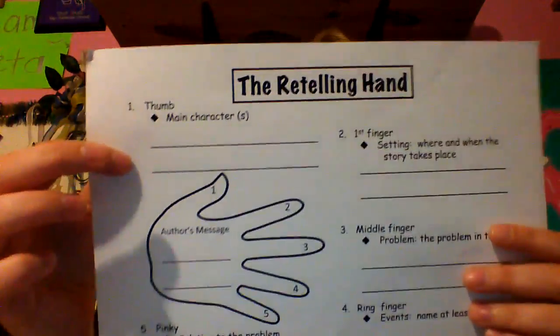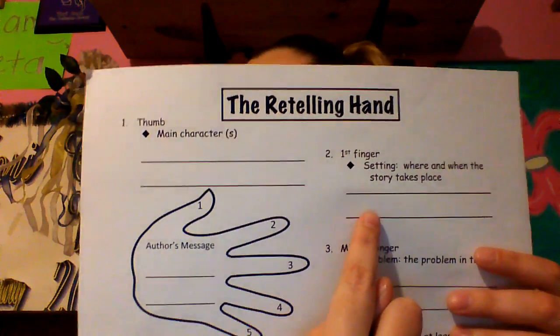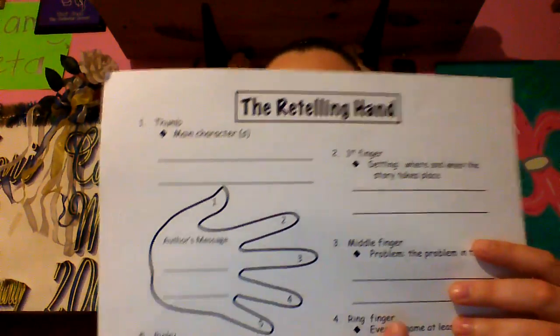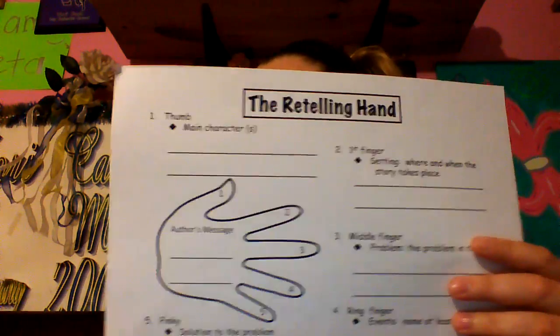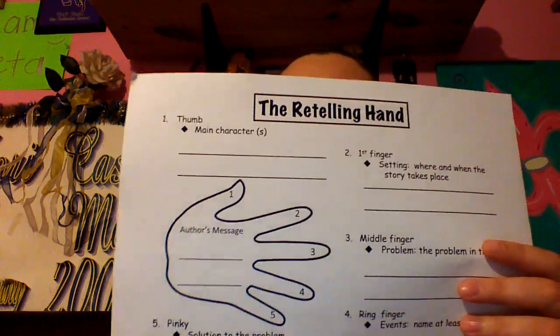Alrighty, and you're going to ask students, name the main characters from the story. So make sure they're naming the main characters. You're going to ask them, what is the setting? You're going to ask them, what is the problem? What is the solution? What are some events that happened in the story? What is important about the story? What does the author want you to know?